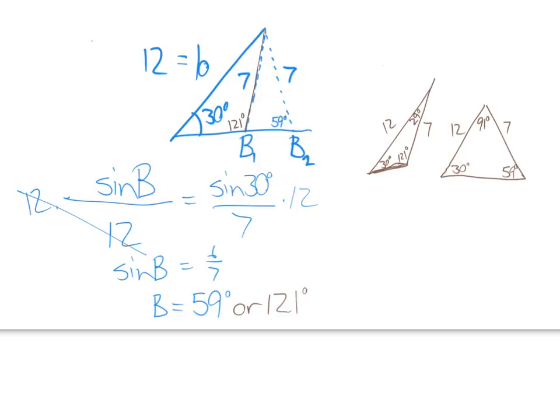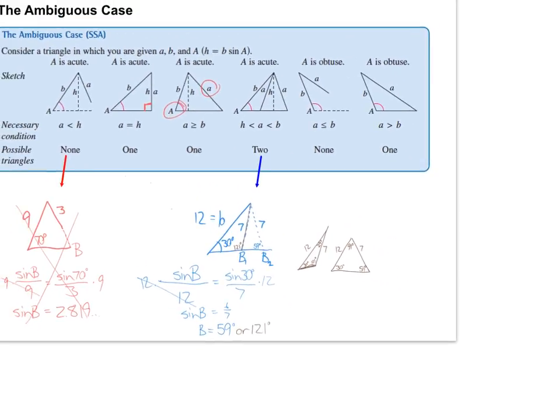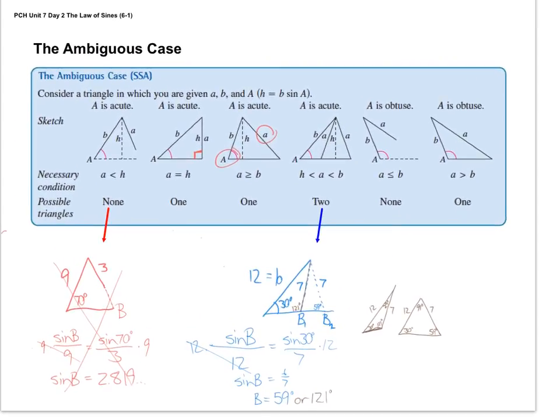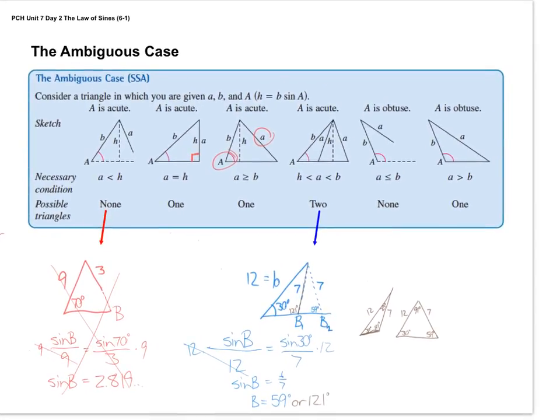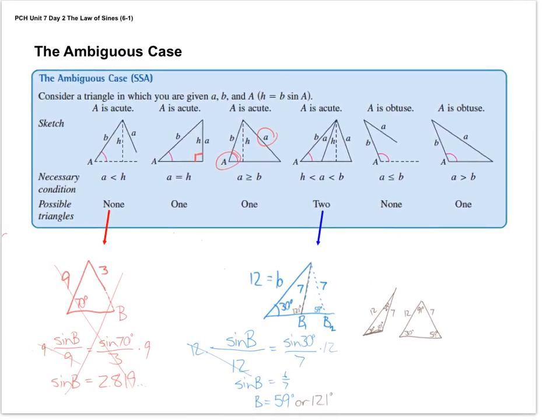Alright, so we have this ambiguous case. We have different possibilities. And I don't want you to get freaked out with this, thinking of this all the time. But it's just something when you're given side-side-angle. Okay, if you're given side-side-angle, that should just put you on alert. You know, hey, I need to pay attention and look out for these different cases. Okay? Don't try to memorize this whole table. It's really not worth it. Okay?